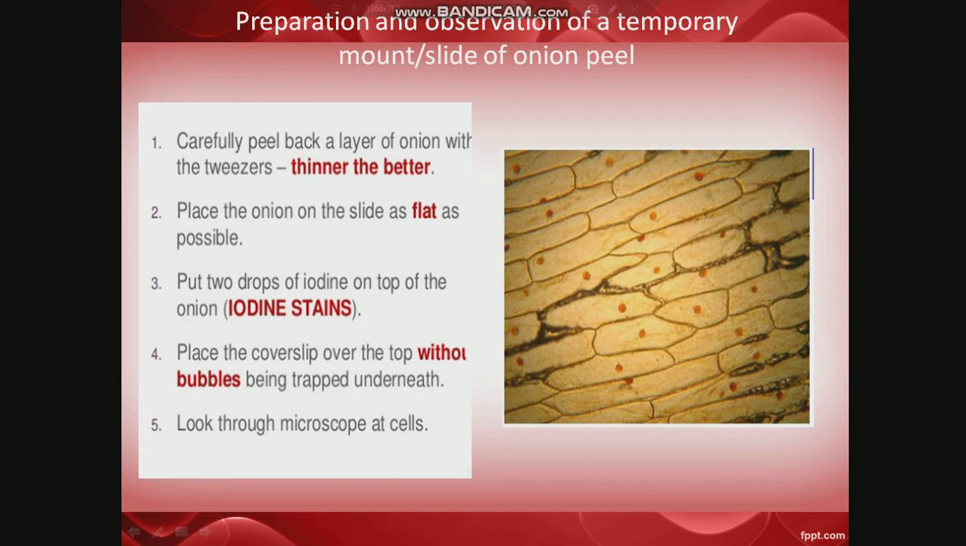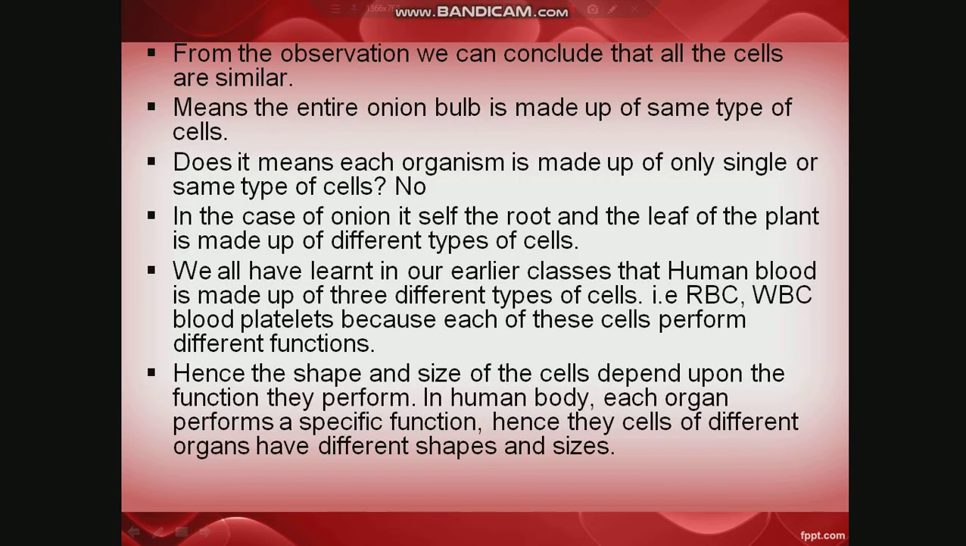And now let us observe it through the microscope. When you observe it, you can see the picture as it is given in the slide. You will see a number of closely arranged box-like structures with a dark spot inside each box. And from the observation, we can conclude that all the cells are similar, which means the entire onion bulb is made up of the same type of cell.